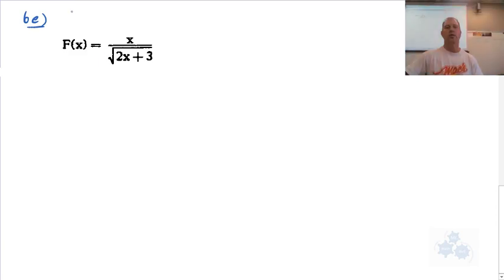6e. So we're trying to find the derivative here. So what is f prime? Let's see. For f prime of x, we're going to maybe use the quotient rule. Not a bad idea.